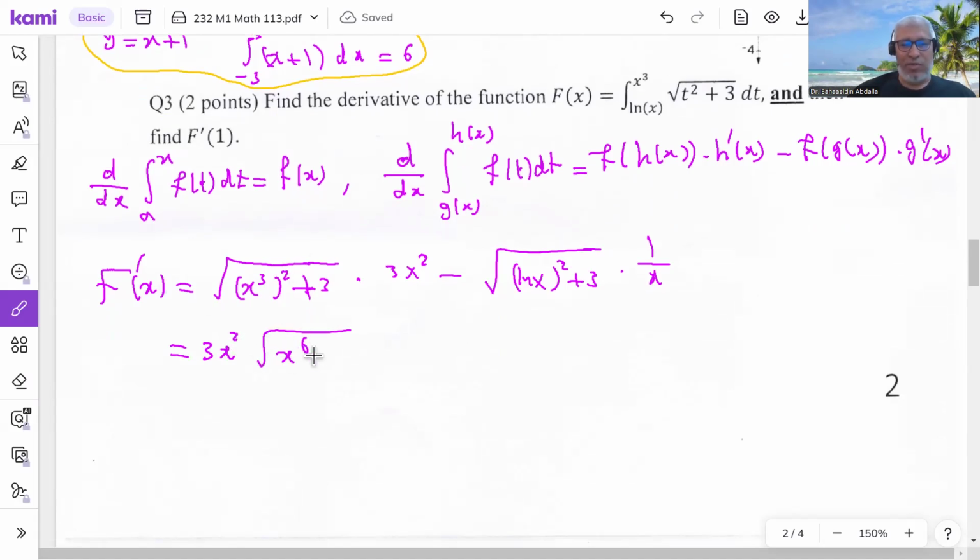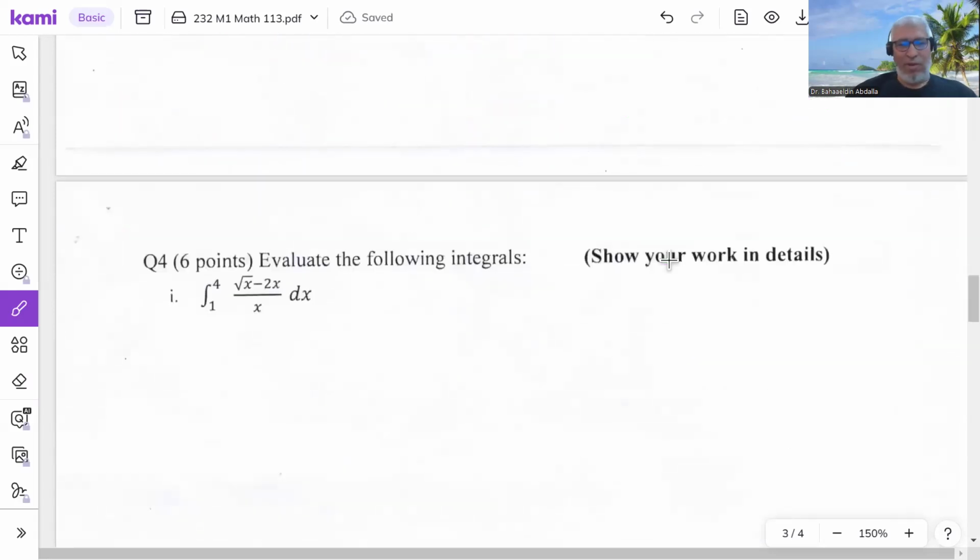x cubed squared is x to the power 6. And here you can write it ln x all square plus 3 over x if you like. If you stop here, it would be fine and you will get the mark.